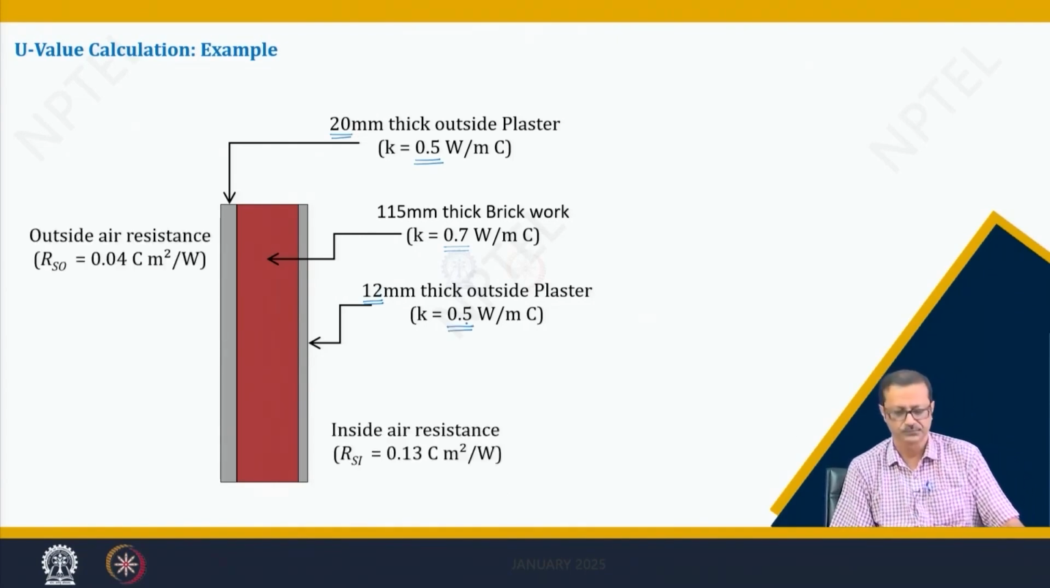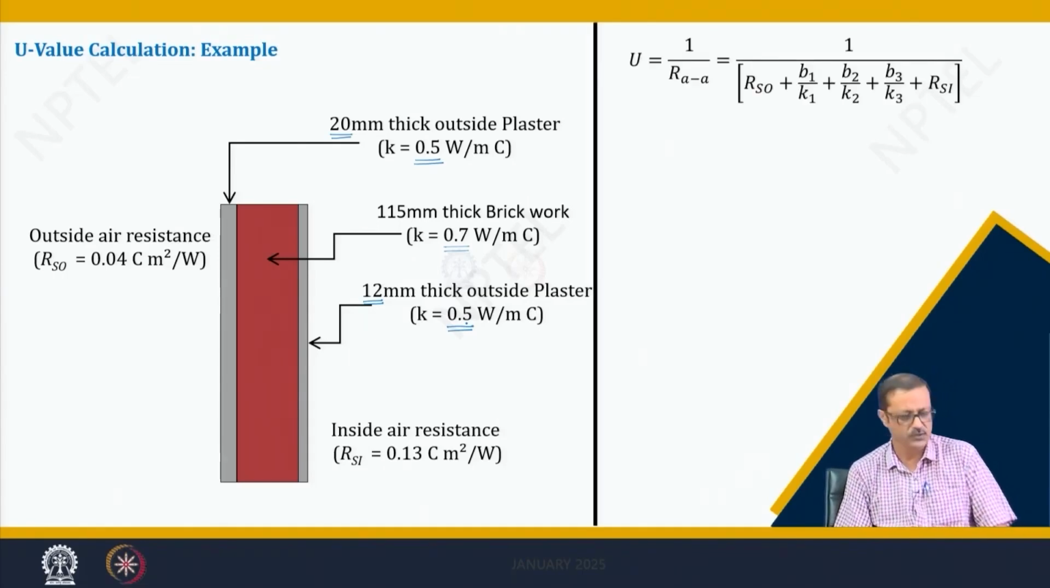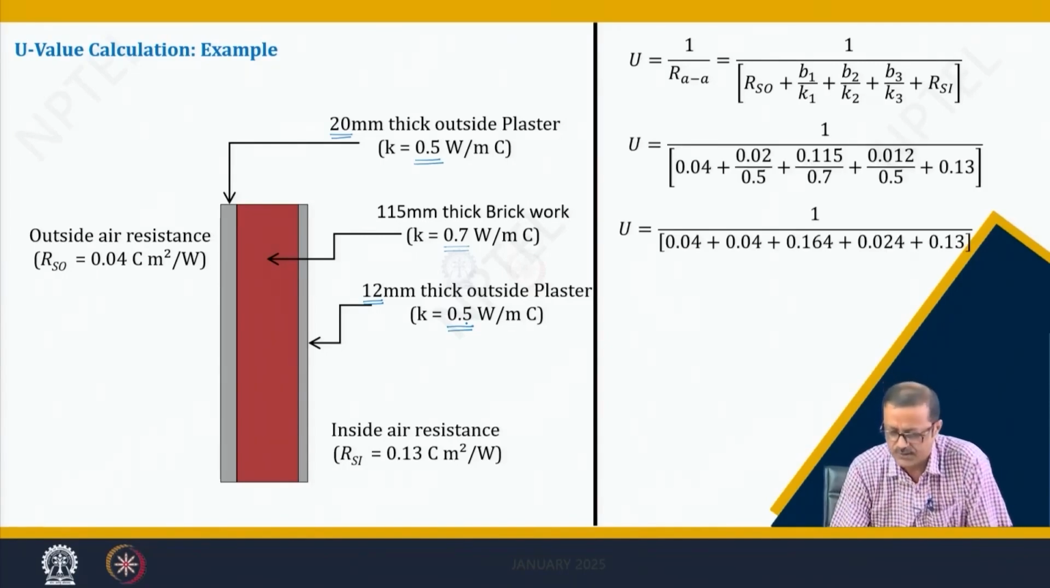So, as per my calculation, the RSO and RSI values are mentioned over here, and this is a kind of constant value. It also changes, but we can say this is a constant for our calculation. And then I am going to use this equation. This has 3 layers, so there will be b1 by k1, which is your first one.